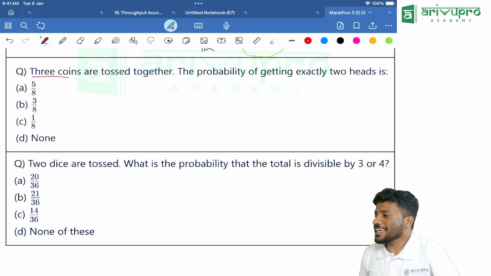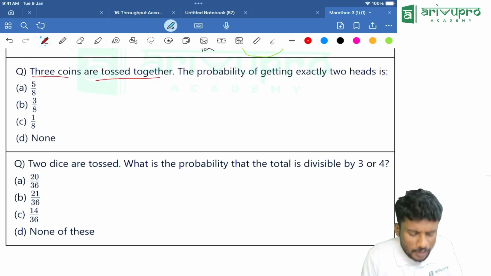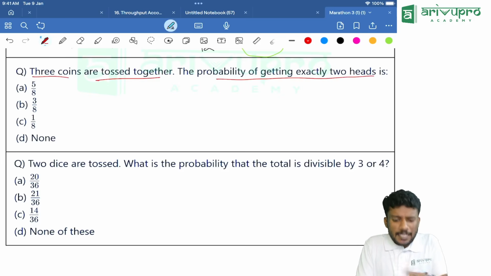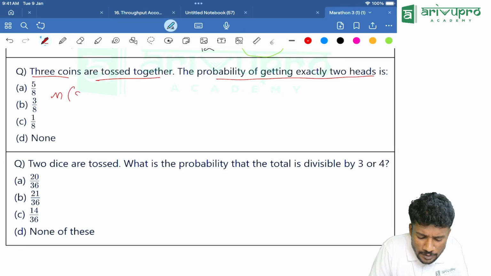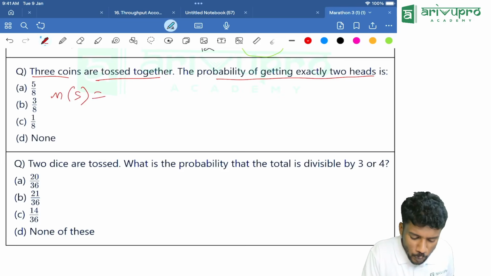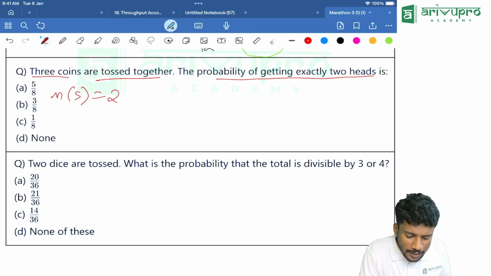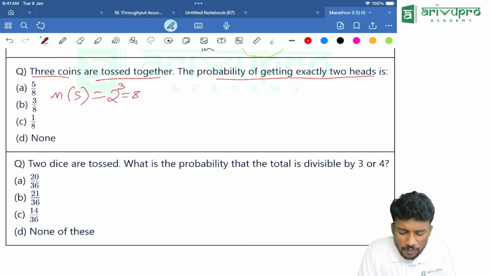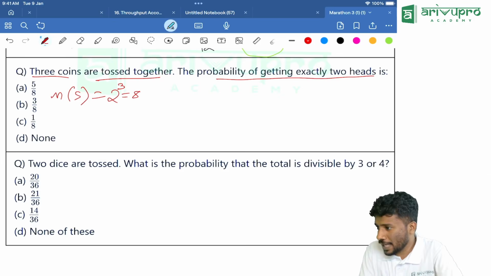Now, 3 coins are tossed together. The probability of getting exactly 2 heads. Now, n of S is how much? The total sample space. 2 raised to n is the normal formula. That is 2 raised to 3 here, that means 8. Exactly 2 heads means, we should think about when exactly 2 heads is happening.